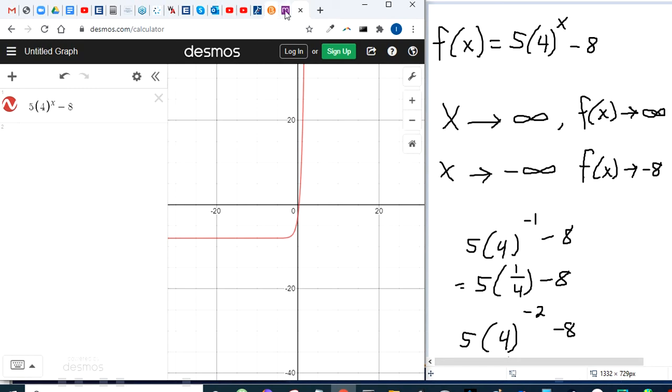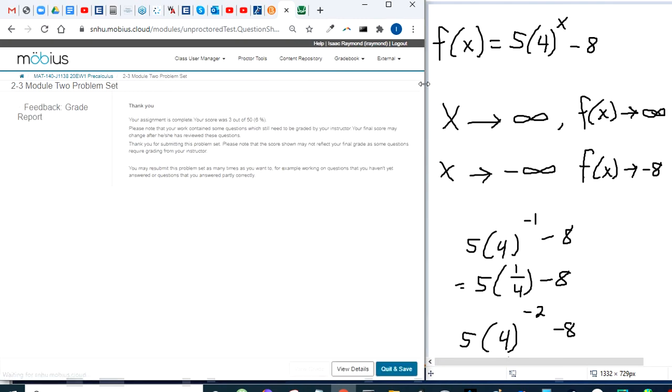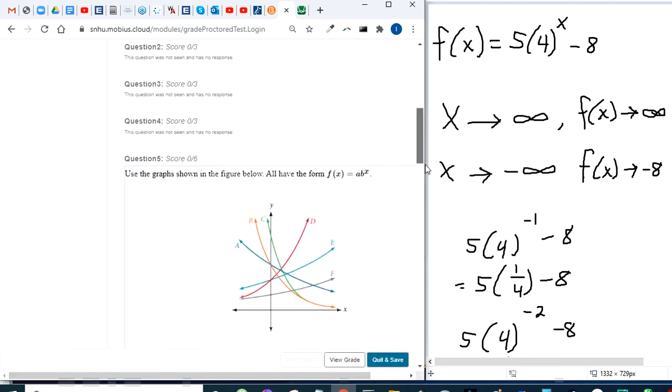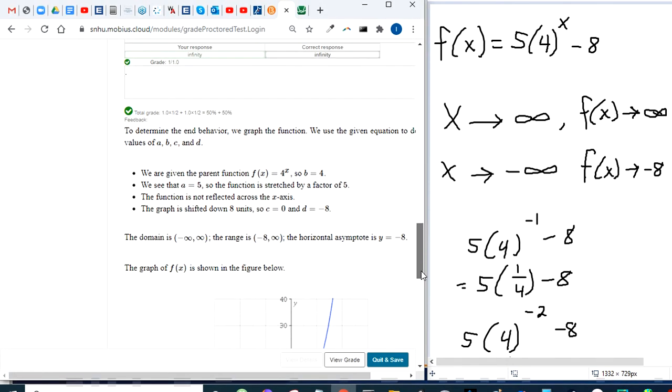So let me plug those in Mobius, because we know we said the y values are going to be positive. Oh, sorry, that's for as x goes to positive infinity, we said f of x goes to positive infinity. So Mobius should be okay with that. And then as x goes to negative infinity, we said the y values are getting closer and closer to negative 8. So let's just check that, just to make sure. Okay, there it is. So that's question 6, I think, right?